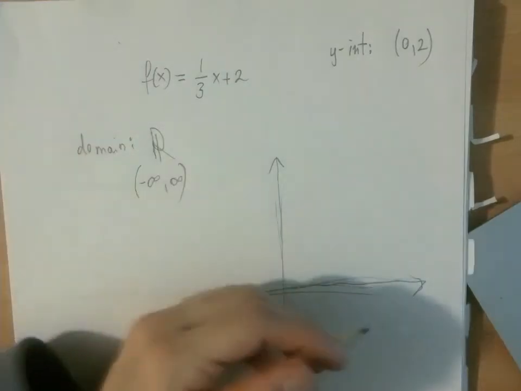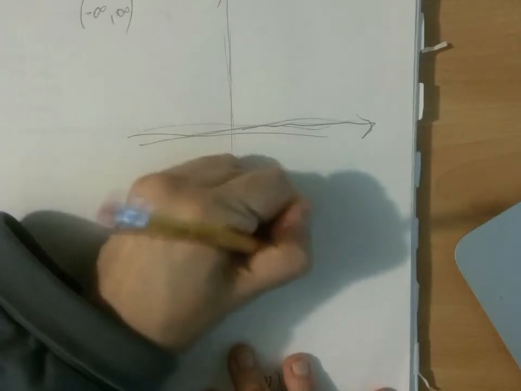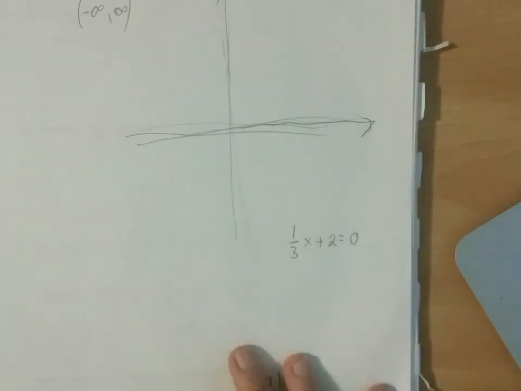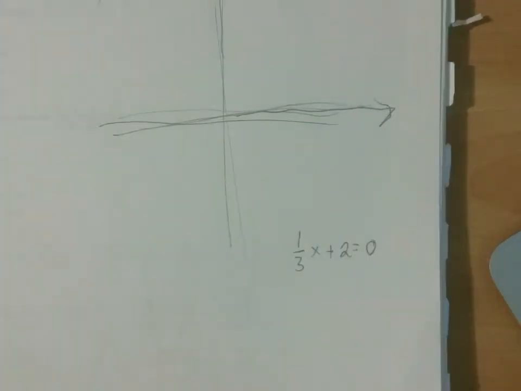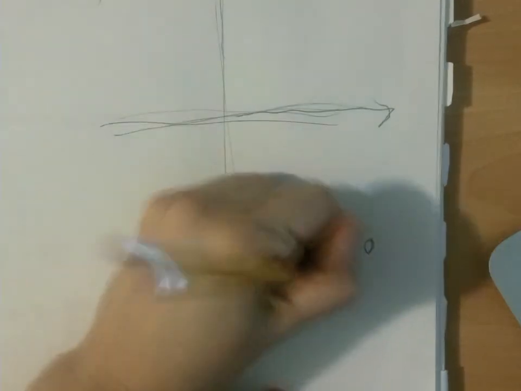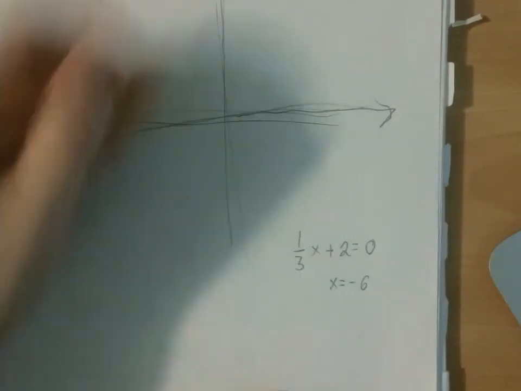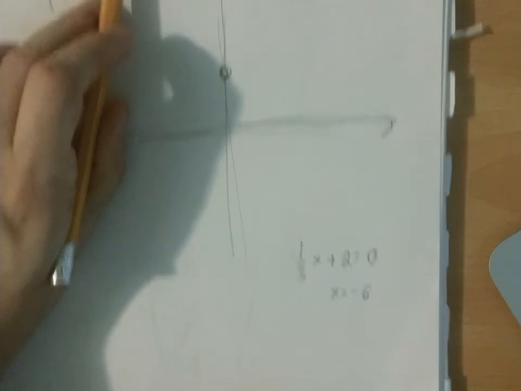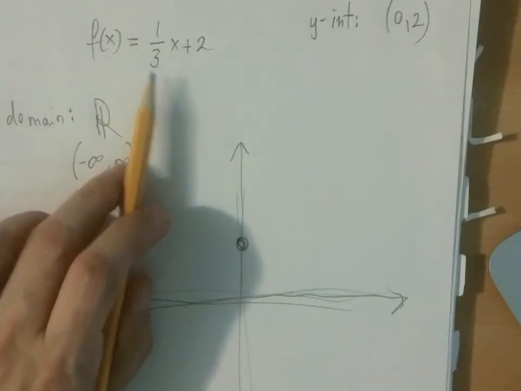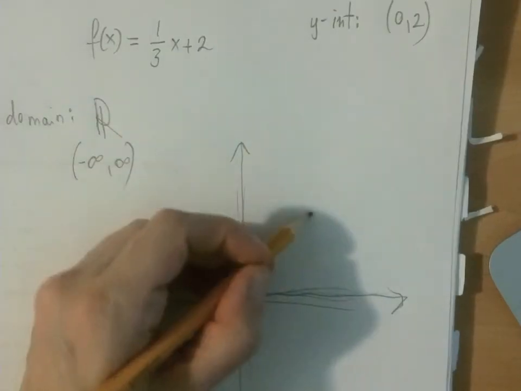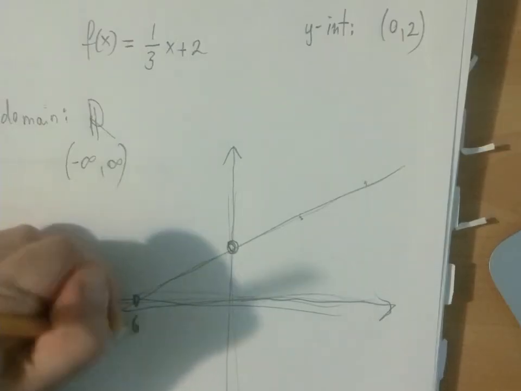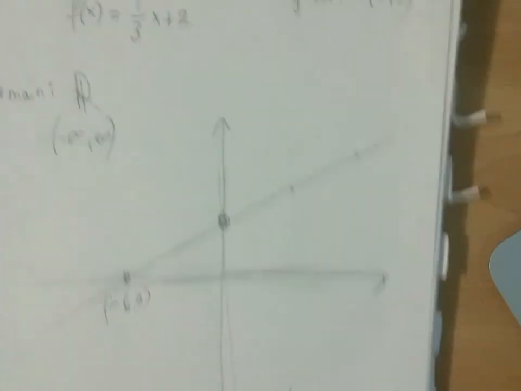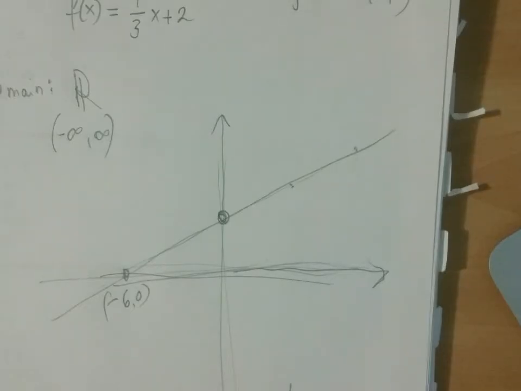So we have to solve the equation 1/3 x plus 2 equals 0. Subtract 2, multiply by 3, so we get x equals negative 6, which makes sense because we know what a straight line with slope 1/3 looks like. 3 to the right, 1 up, 3 to the right, 1 up, 3 to the right, 1 up, right? That's the dancing pattern. A negative 6, 0 x-intercept makes sense.